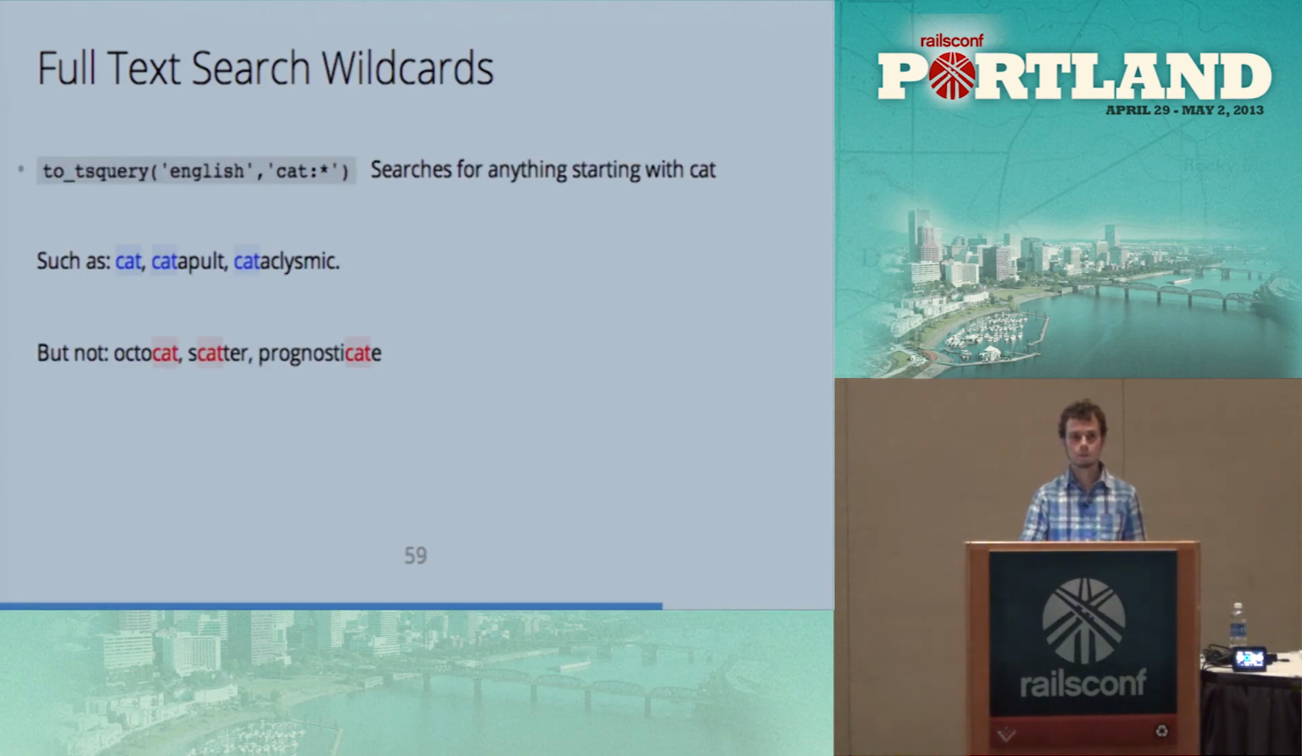Another useful feature of the query terms is that you can do wildcard matches in Postgres. For instance, if I search for cat:* that's going to search for anything that starts with cat. For instance, cat, catapult, cataclysmic, but that's only going to match things that start with cat. So it's not going to match octocat, sorry GitHub. It's not going to match scatter or prognosticate, which is a great word.